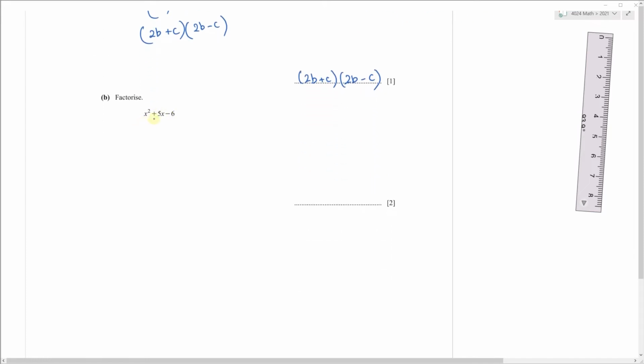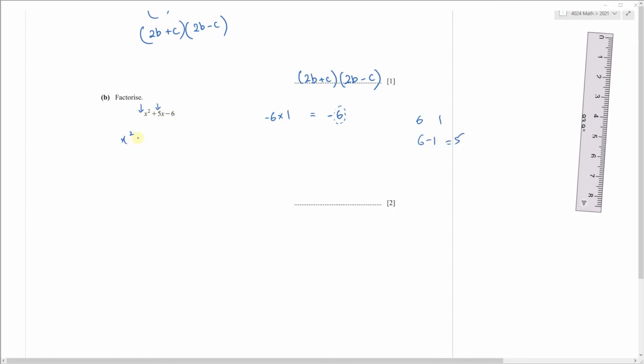Part B is factorize x squared plus 5x minus 6. So now what you have to do is multiply this minus 6 with the coefficient of x squared. Minus 6 multiplied by 1, here it's positive 1. You get minus 6. So now you have to find factors of 6 such that if you subtract them, because there's a negative sign here, to get this coefficient of x, which is 5. So these are two factors of 6. 6 times 1 is 6, and if I do 6 minus 1, I get 5.